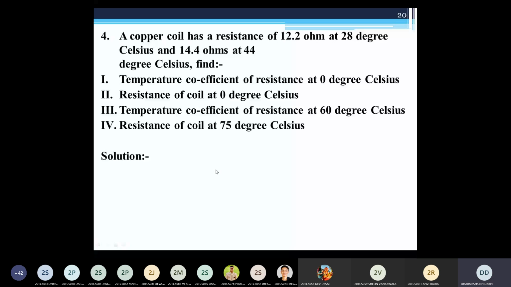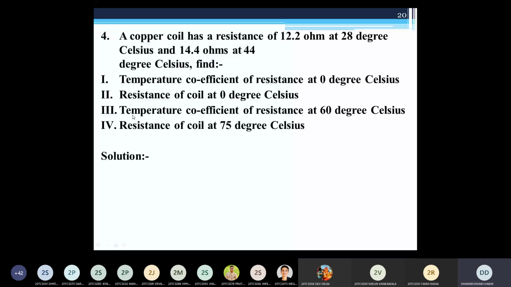So next example, fourth example, write down this. A copper coil has a resistance of 12.2 ohm at 28 degrees Celsius and 14.8 ohm at 44 degrees Celsius. Find the temperature coefficient of resistance at 0 degrees Celsius. Second, find out the resistance of the coil at 0 degrees Celsius.